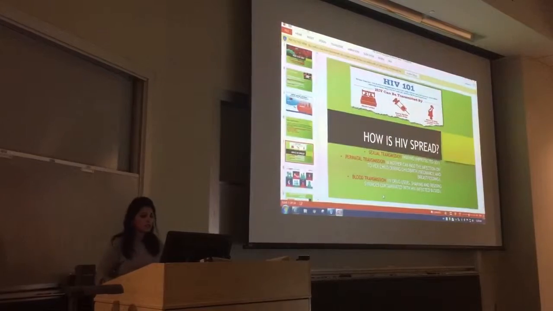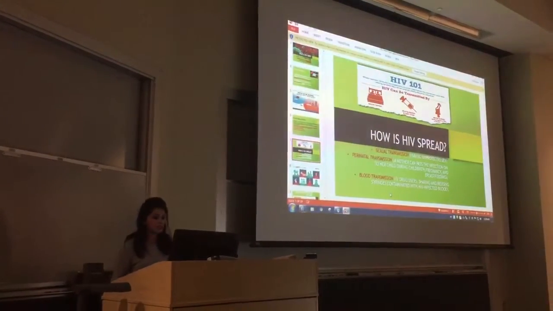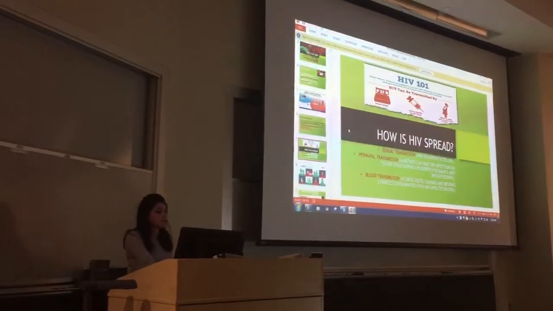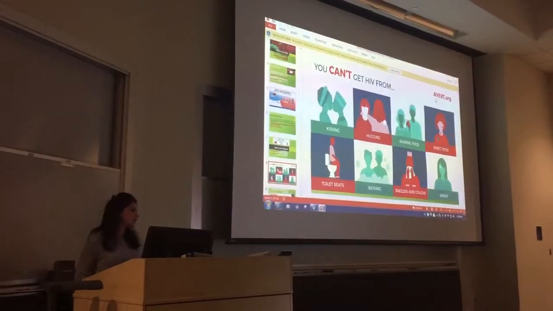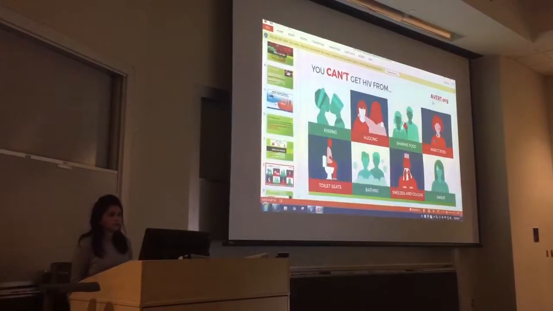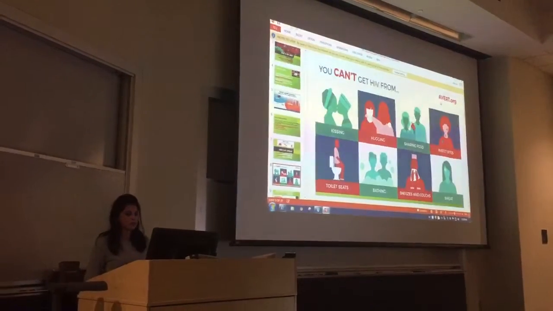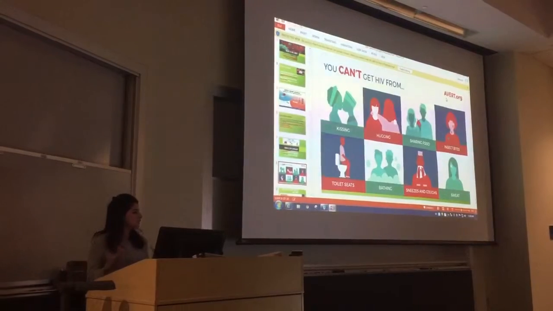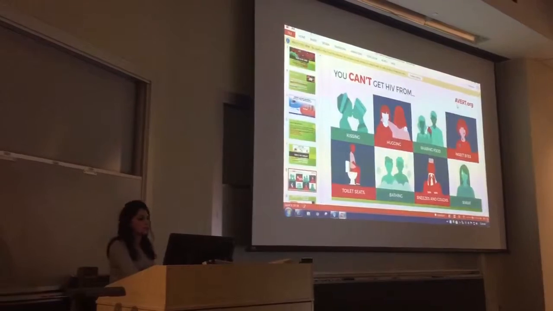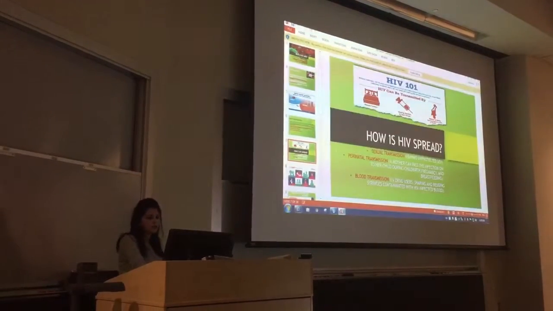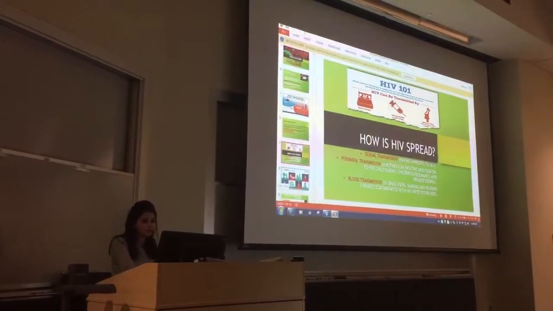You can also get it through blood transfusion and syringes, with drug users sharing and reusing syringes, and that's how HIV is spread. You cannot get HIV from kissing, hugging, sharing food, insect bites, toilet seats, bathing, sneezing, coughing, or sweat. Basically anything that goes inside of the body, blood, any fluids, that's how you can really get HIV. So know the difference between the ways you can get it and the ways you cannot get HIV.